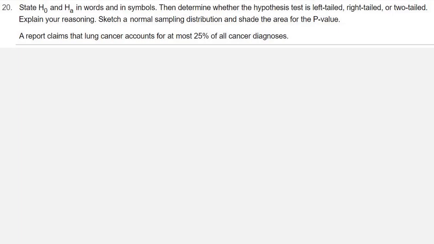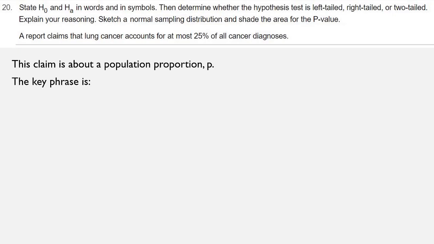A report claims that lung cancer accounts for at most 25% of all cancer diagnoses. So the first thing that we need to do is understand that this claim is about a population proportion. At most 25% of all cancer diagnoses is a percentage, which leads us to a population proportion. Now we'll look for key words. The key phrase here is at most 25%.